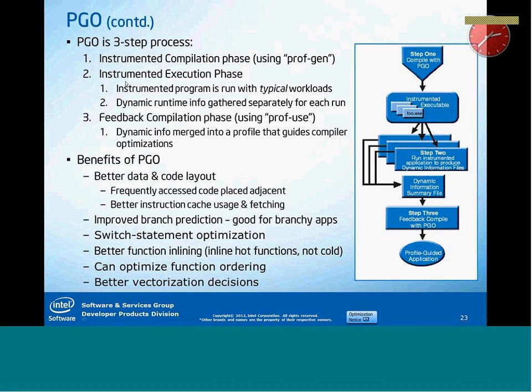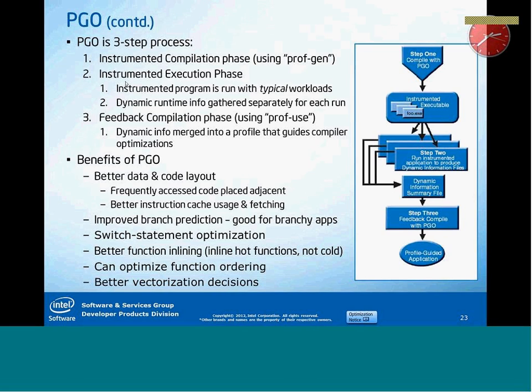So it's a three-step process. In the first step, it generates the instrumented binary using the -prof-gen switch. Once this instrumented binary is generated, you run it through your typical workload. That's the second phase, the instrumented execution phase. When you have gathered the data from multiple workloads, you feed it back and go to the third step, which is the feedback compilation phase using -prof-use. All the dynamic information generated in the previous step will be looked at by the compiler, and now it can generate the most optimized binary that you can deploy.